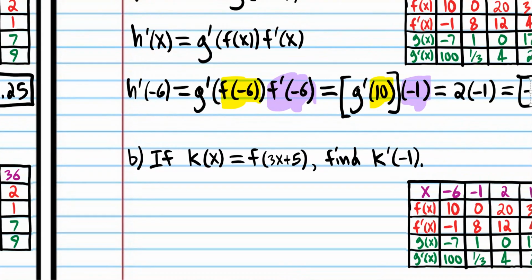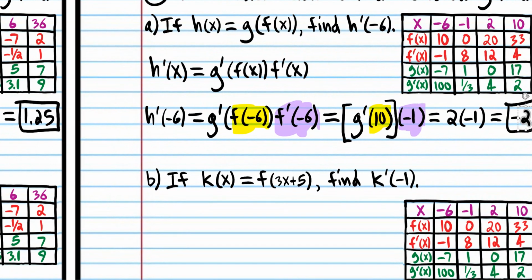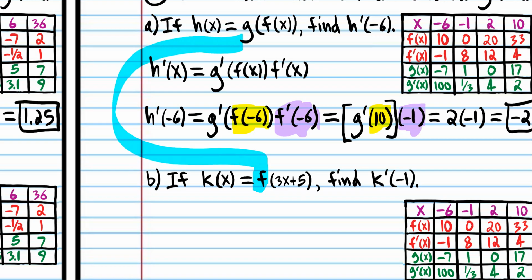Okay, let's try this next problem. In this next problem, the inside function is actually defined. We know what it is. It's 3x plus 5. Whereas in the previous problem, the inside function was not defined. It was named. It's named f, but we don't know what it actually was. In this problem, the outside function is not defined. We don't know what it is. We just have a name for it. We have f. Whereas in the previous problem, the outside function was g, again, not defined. We just had a name for it.